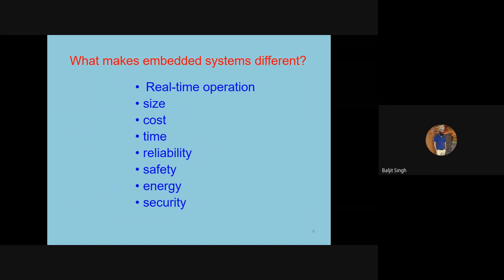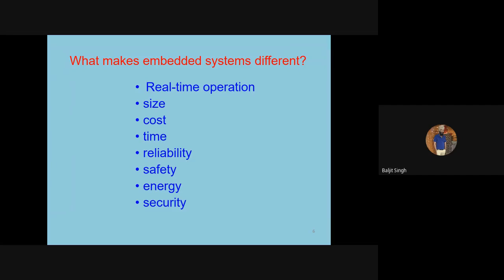Then reliability. This means how stable the embedded system is, or how much harsh condition it can manage and handle. Then safety from the software point of view: our data should be safe. Another is from the hardware point of view, that ergonomically the design should not be such that somebody can take some components out of the system. And from the electrical power aspect, it should be properly safe to operate also.